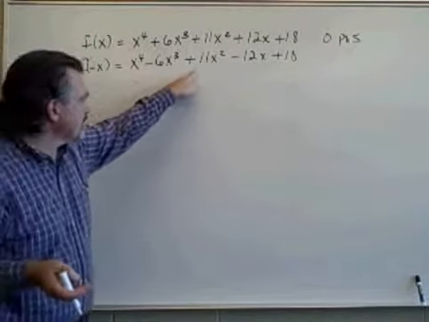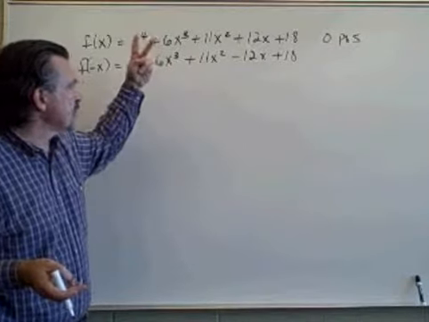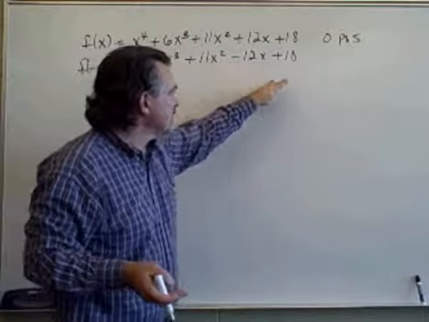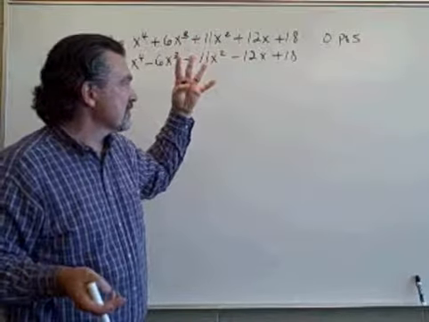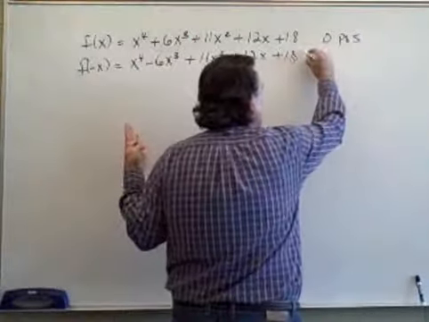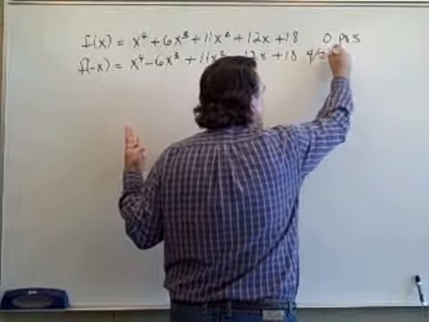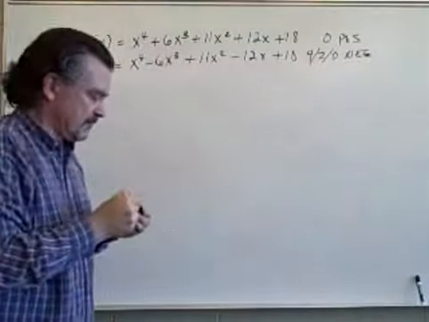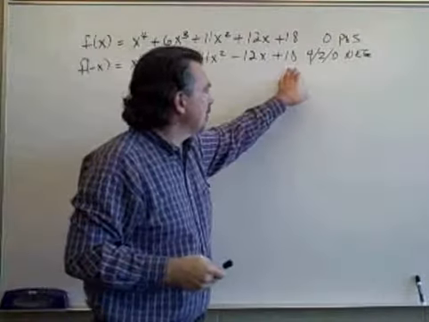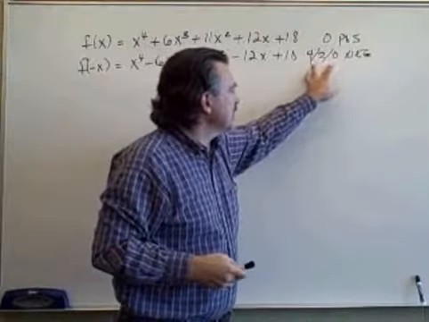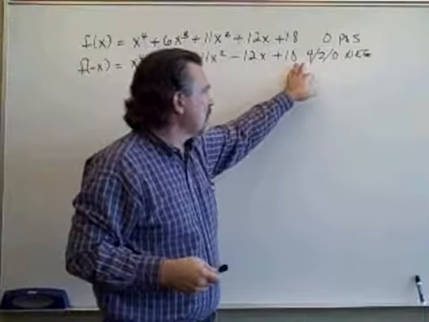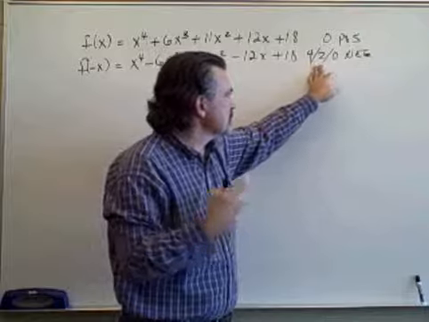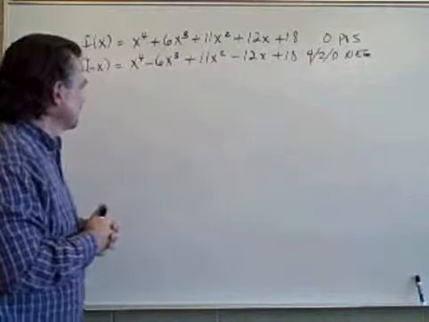change. Negative to positive, that's 2 changes. Positive to negative, that's 3 changes. Negative to positive, that's 4 changes. So Descartes would tell us we'll either have 4, 2, or 0 negative real roots. It's that number and even number less. 4, and even number less than 4 is 2. 2 from 4 is 2. Even number less than 2, 2 minus 2 is 0.